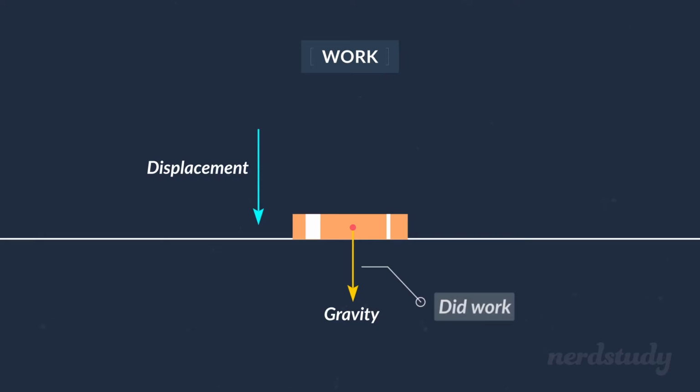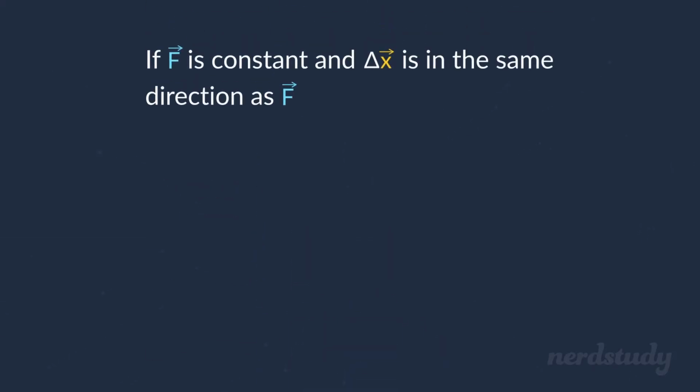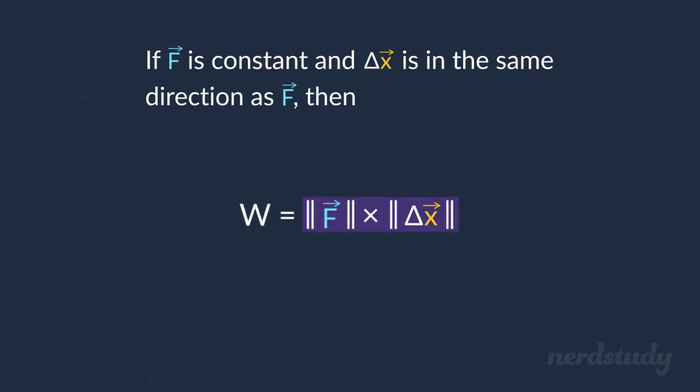Now, the full mathematical definition of work is beyond our level of knowledge, but we can consider special cases of the definition which apply only to certain situations. The simplest case is when the force is constant and the displacement is in the same direction as the force. In such a scenario, there's a very simple formula for the work. It says that work is equal to the magnitude of the force times the magnitude of the displacement. To make the equation less cluttered, we can simply rewrite it as W equals F multiplied by D.